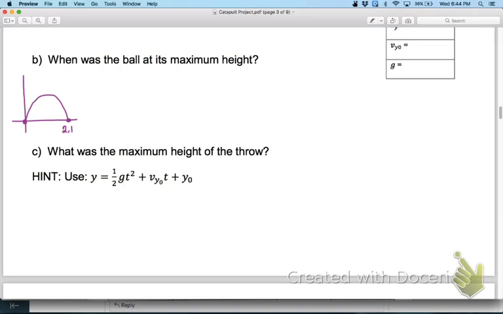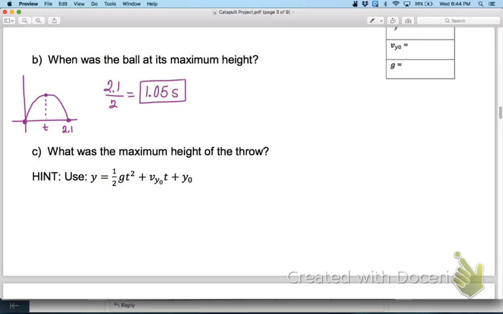So when was the ball at its maximum height? That's going to be the top right here. And remember, that's always going to be halfway through. That's the time that we are interested in. So all we have to do here is take 2.1 seconds and divide it by 2. And so that tells us that at 1.05 seconds, don't forget your units, that is when the ball was at its maximum height.